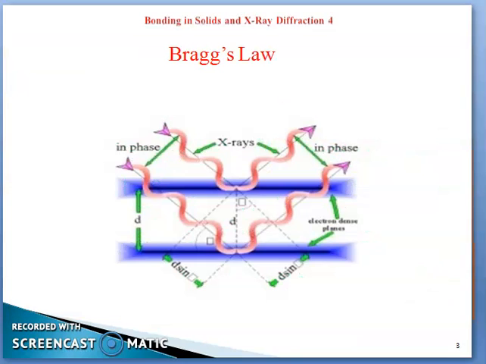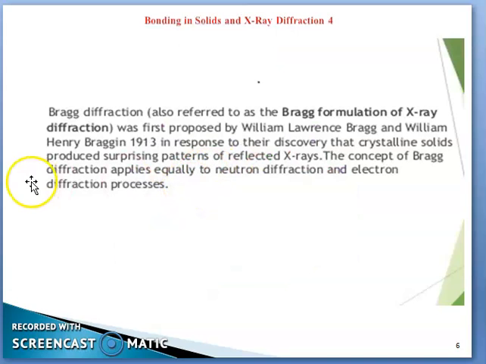You see now here the picture. Here are X-rays. You see the X-rays in phase, here in phase, and d is nothing but the distance between two layers of a solid crystal, small d. Here d is shown. Here d sine theta, d sine theta. In this way, this is the effect of X-rays, whenever we allow incident X-rays to pass on the solids.